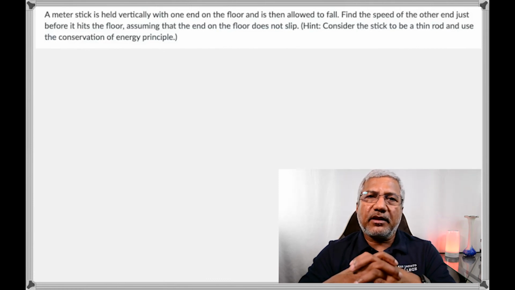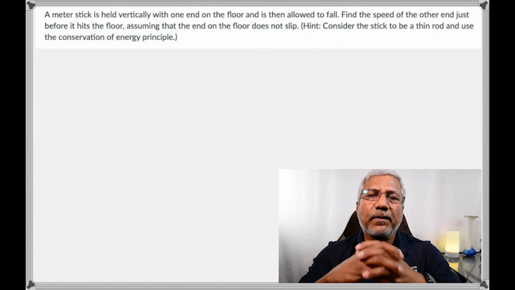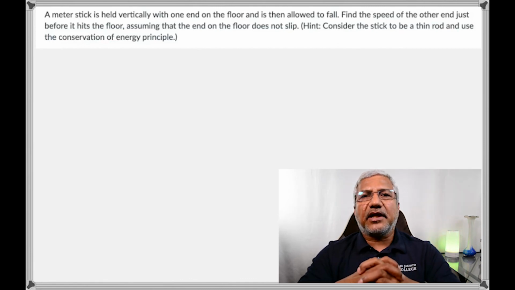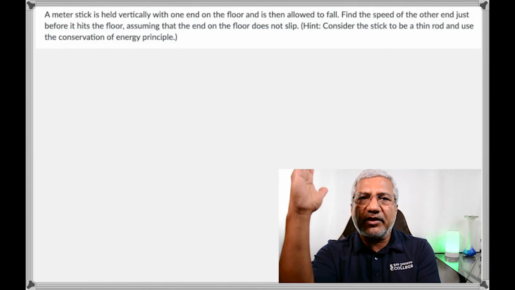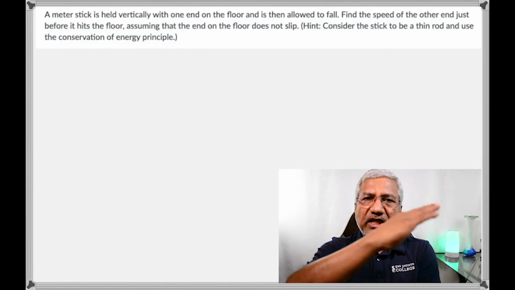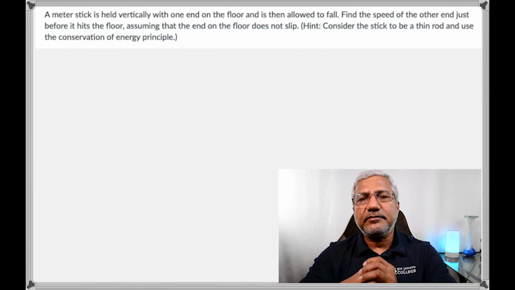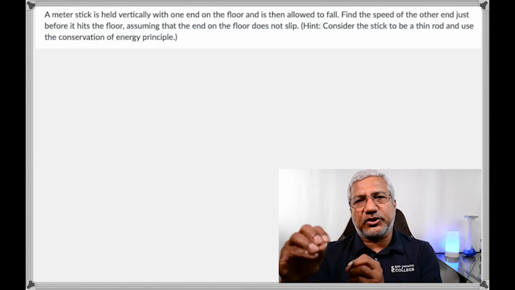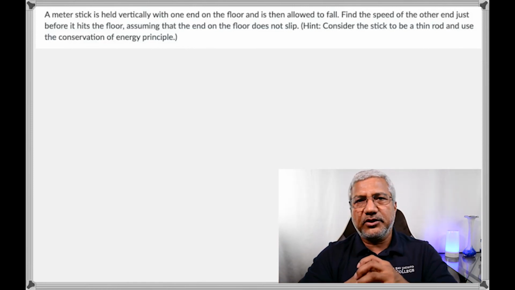And the idea that we're going to use here is conservation of energy. That is, at the beginning, the meter stick has potential energy. And then when it falls, the potential energy changes into rotational kinetic energy. So we can set mgh equal to 1/2 I omega squared.